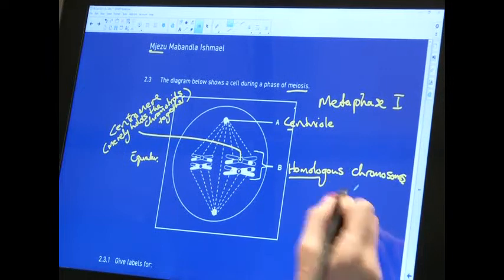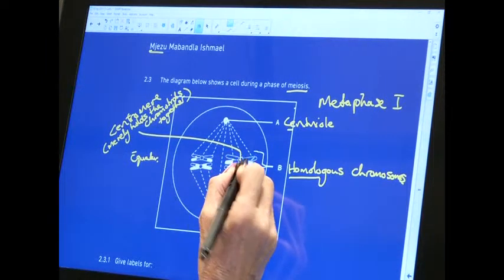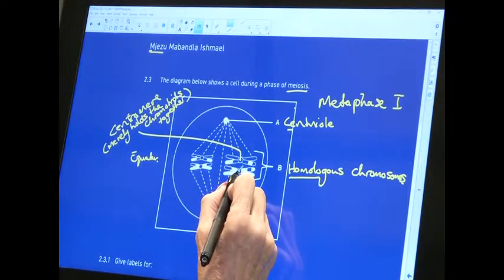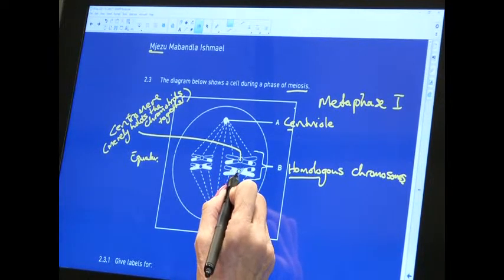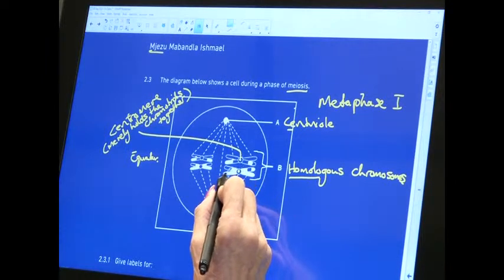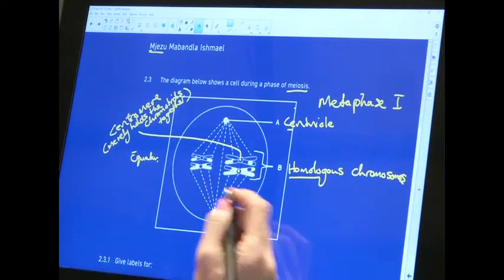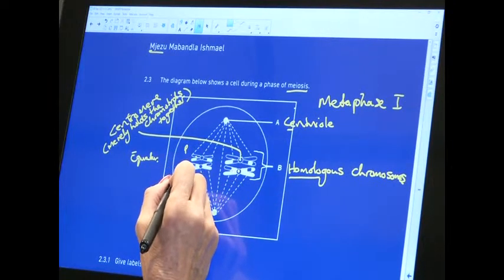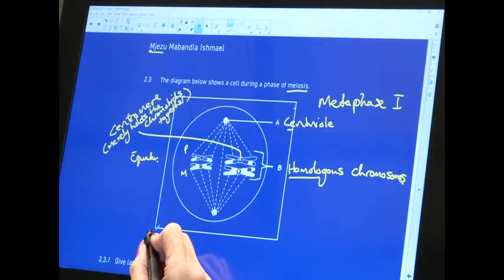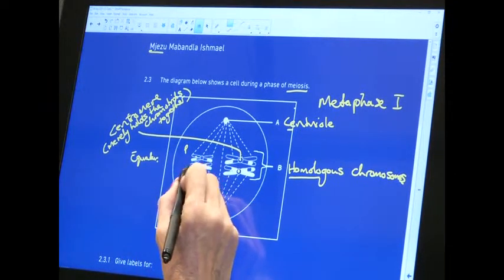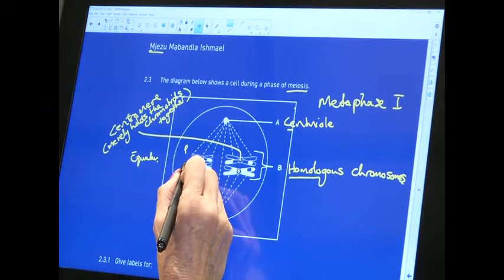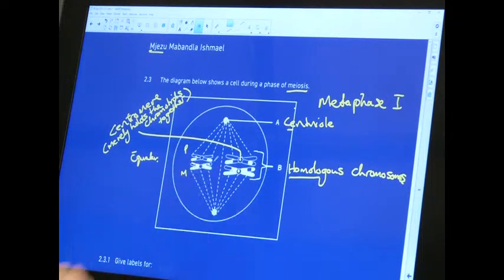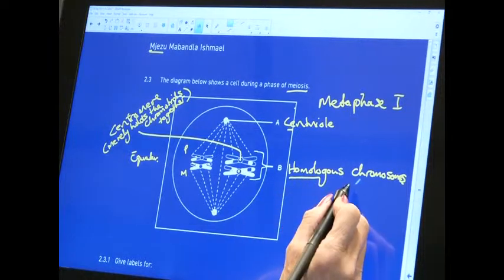Homologous chromosomes are the same size and length. They have a centromere in the same position, and they carry the same genes in the same positions or loci on the chromosomes, okay? One of them would be a paternal chromosome, and one would be a maternal chromosome. And you can see crossing over has occurred because there's a piece of that one on this one, and a piece of this one here. Okay, so those are homologous chromosomes.